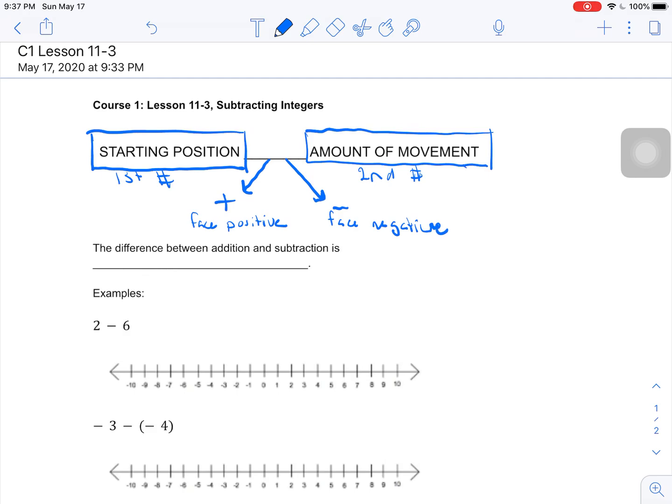And then whatever way you're facing, you would look at the second number, and if the second number is positive, then you move forward. So forward, whatever way you're facing, is what's in front of you. So whichever way you're facing, you would move in front of you. And if the second number is negative, then we would go backward. So whatever way you're facing, backward is going to be behind you. So it doesn't really matter which way you're facing. Forward is always in front of you, backward is always behind you. So the difference between addition and subtraction is really this middle part, and it's which direction we face.